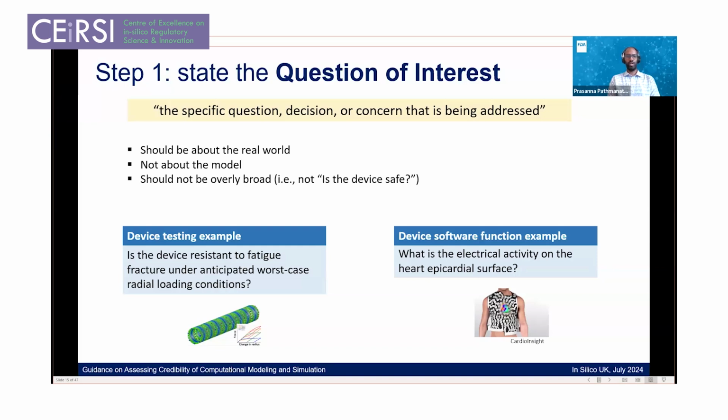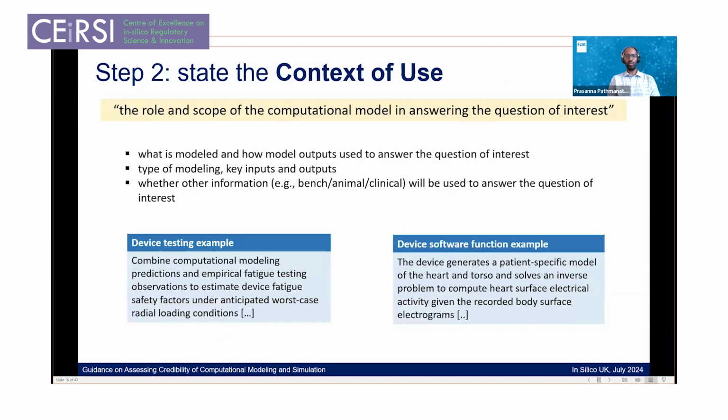So for example, is the device resistant to fatigue fracture under anticipated worst case radial loading conditions for this cardiovascular stent? Or for that CardioInsight device that I described earlier, what is the question of interest in this patient model? What is the electrical activity on the heart epicardial surface?